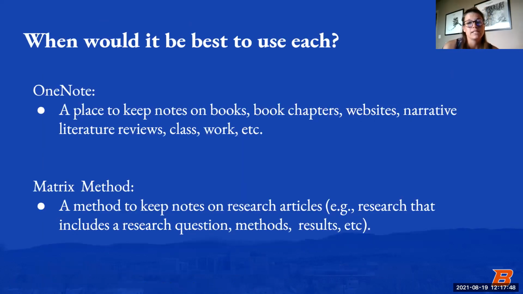So when would it be best to use each? I use both of these. I use OneNote when I'm reading things like books, book chapters, websites, anything where there's not an outline of methods and results, and you can't really fill in those boxes. I just take notes on OneNote. But then I use the matrix method, obviously, when there are those different pieces of the article: the research questions, the methods, the results. So I have two of those, and I go back and forth depending on what I'm reading.